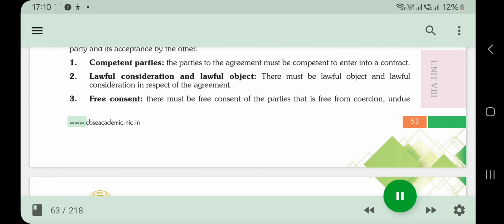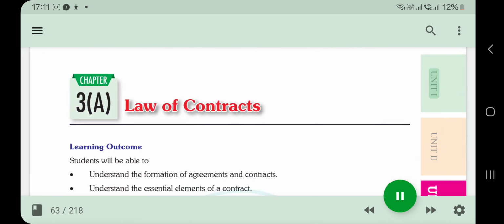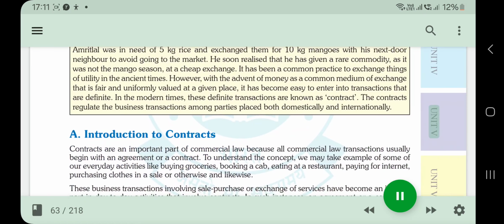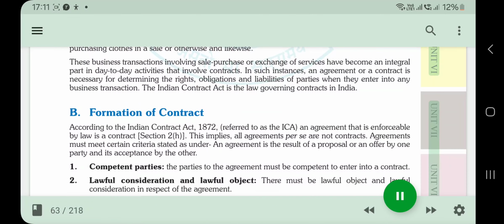Textbook of Legal Studies XII, 2023-2024. www.cbseacademic.nic.in. 53. Unit I, Unit II, Unit III, Unit IV, Unit V, Unit VI, Unit VII, Unit VIII.